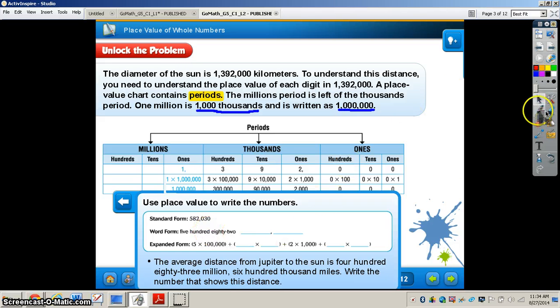582, and then let's write this here, 1,000. And then I wrote a little bit bigger, put a comma next to that, and then in the ones period, we have the number 30. So we'll just write 30.